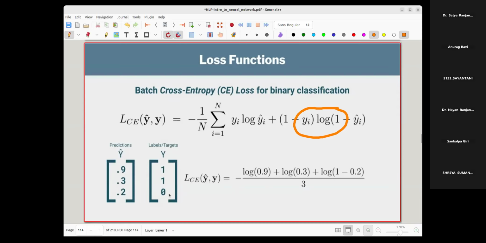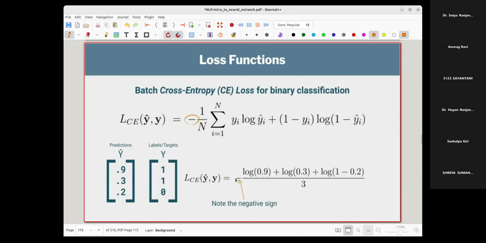So again it is log of 0.3. Now for this one, yi is 0, so this term becomes 0, and this one is to be calculated. So 1 minus 0 is 1, into log of 1 minus yi cap, where yi cap is 0.2. So that is log of 1 minus 0.2. Then the total is divided by 3, because there are 3 data points. So when you calculate, you will get the value.